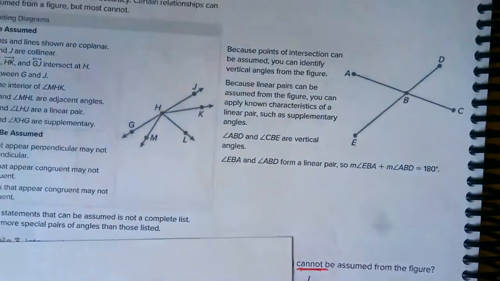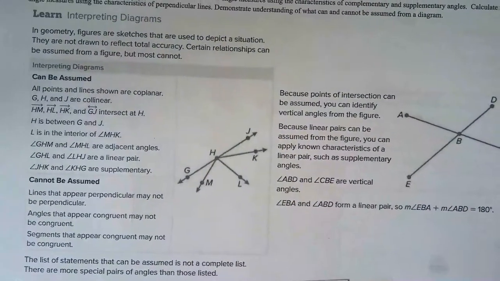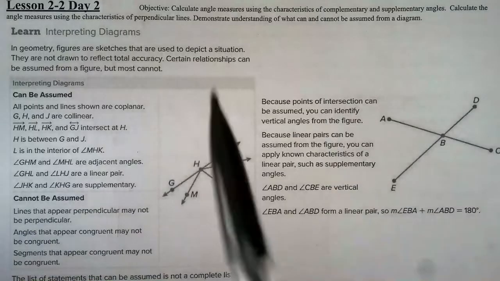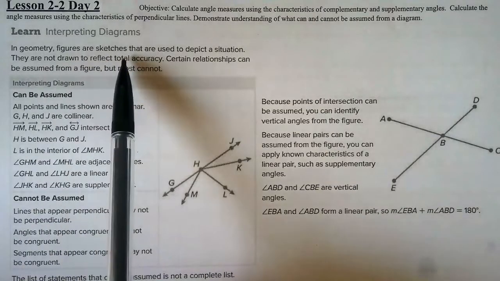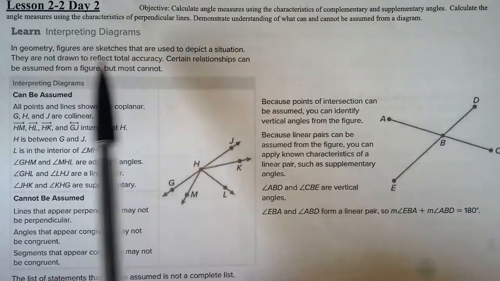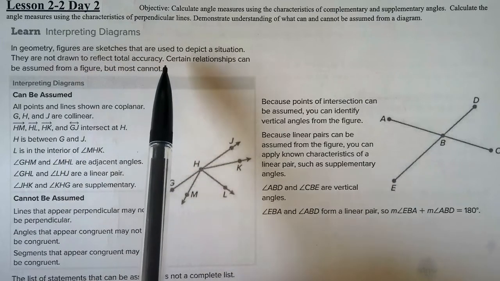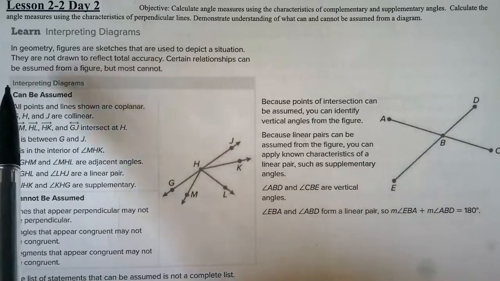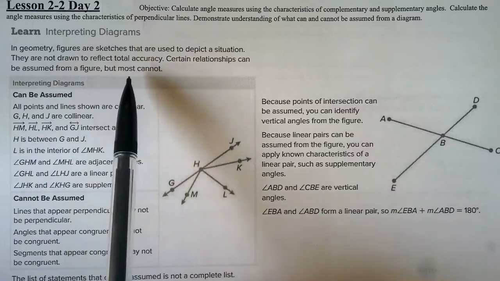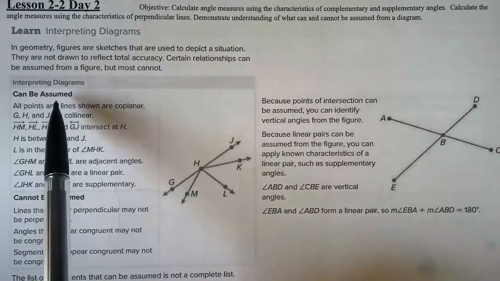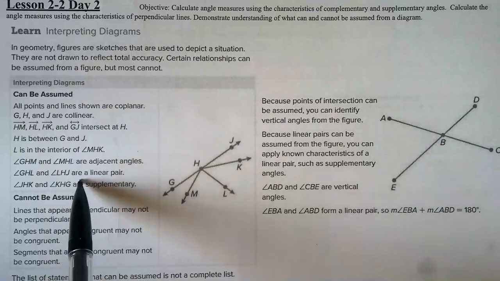so day 2, still talking about angles, but now we're looking at diagrams and trying to figure out which are true. So in geometry, figures are sketches that are used to depict a situation. They are not drawn to reflect total accuracy. Certain relationships can be assumed from a figure, but most cannot. So from this picture right here, these are the assumptions that I know would be true.